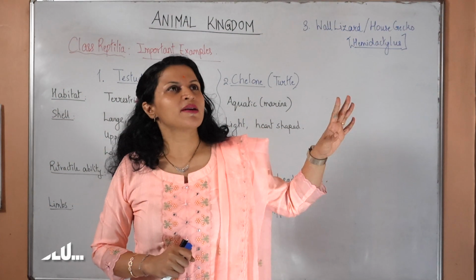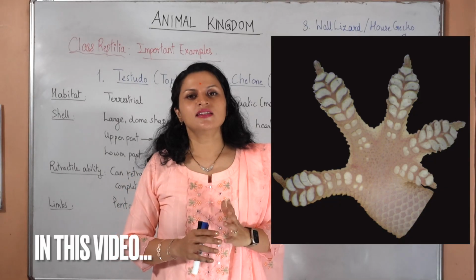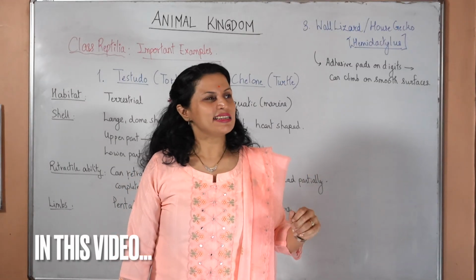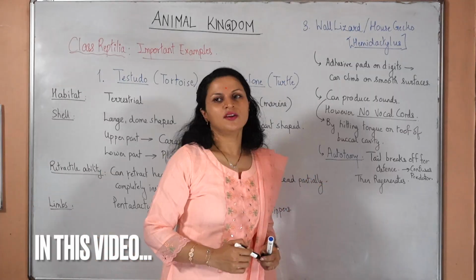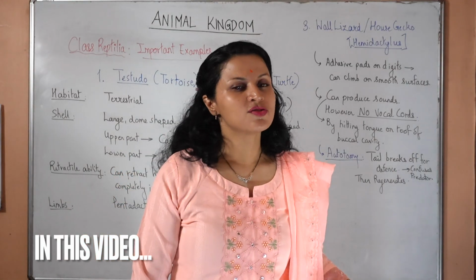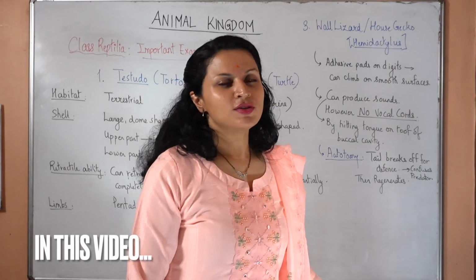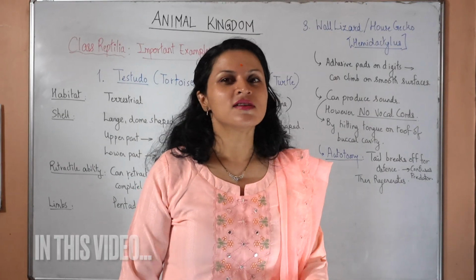So it is able to climb on the walls and all because it has adhesive pads underneath its digits. Tick, tick, tick, tick, like that sound it produces. Even if you try to kill the wall lizard with a jhadu, no, it will just do autotomy of its tail. The tail will keep wriggling and you will be stunned. You wouldn't know what to do, whether to catch the lizard or the tail.